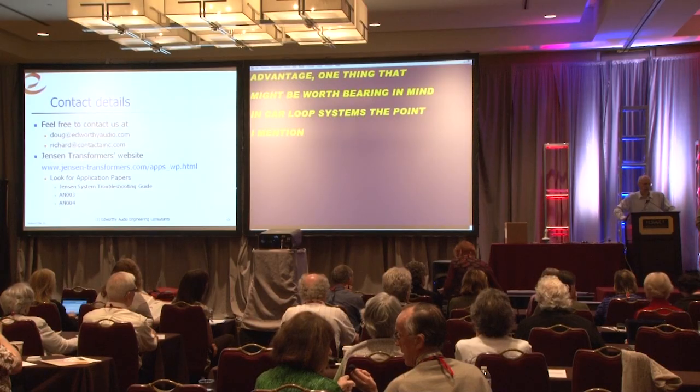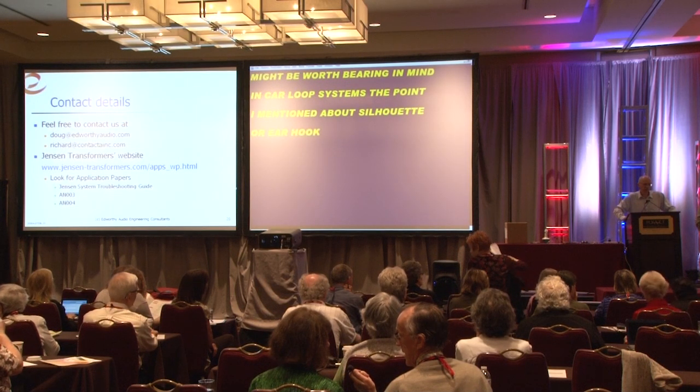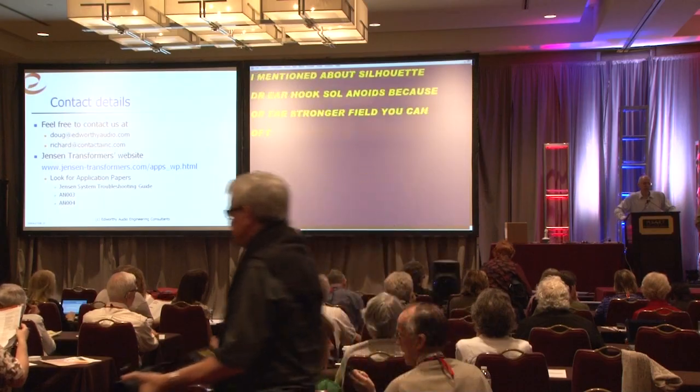One thing that might be worth bearing in mind with in-car loop systems, the point I mentioned about silhouette or ear hook solenoids, because of the stronger field that you can get from those, you can turn down the volume control on your hearing aid a little, just to reduce the level of noise as well. But beware of turning up the signal from the silhouette too much, because that can cause overloading and distortion in the hearing aid. So you need to strike a balance between strong enough signal to overcome the noise, but not too strong that it causes distortion.